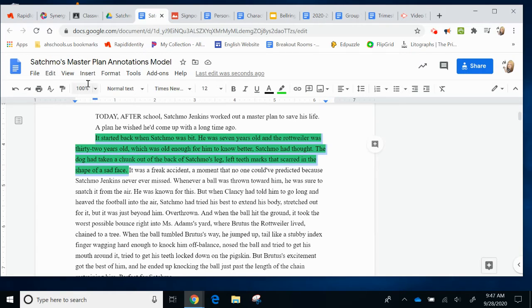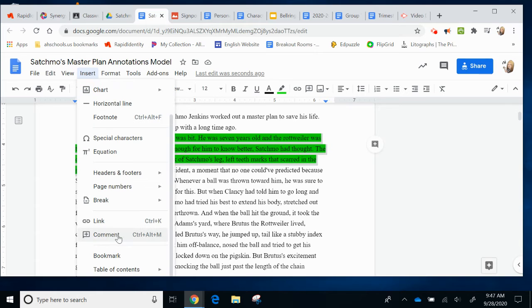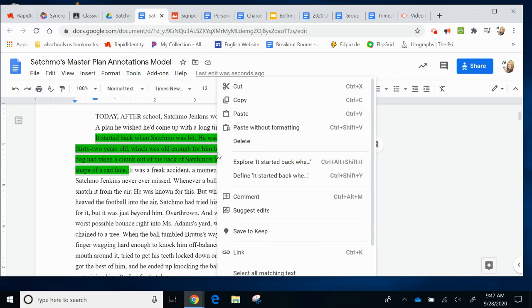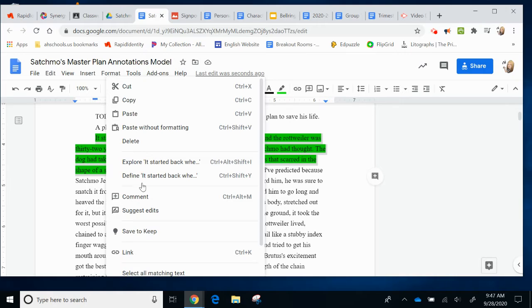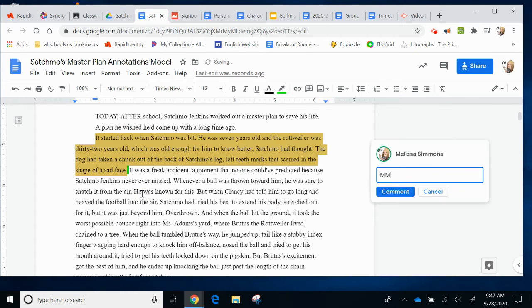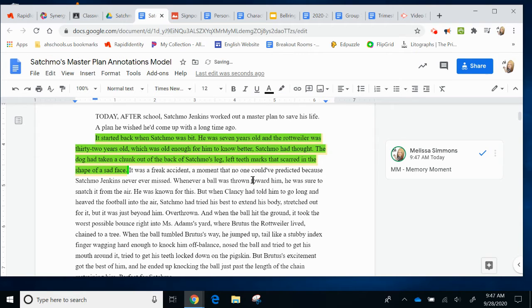So you can go about it 2 ways. You can hit insert and go to comment here. You can do Control-Alt-M if you like doing the shortcuts as well. That is an option. My way is I like to right click and then just go to comment. And right clicking on your trackpad for your Chromebook is usually using 2 fingers. If you use 2 fingers here as you highlight, like I will with my trackpad, it should pop up. Then you can just hit comment. Then you can put MM for memory moment, or you can actually type memory moment, whatever is the best way for you to remember which signpost it is. And now we're just going to keep reading again until we can stop and notice another signpost.